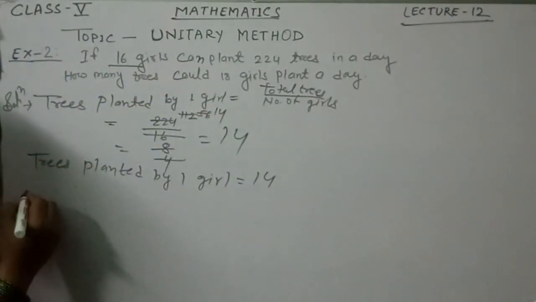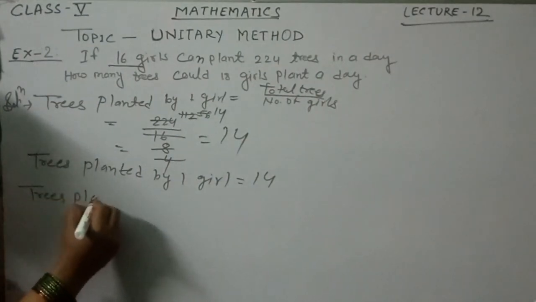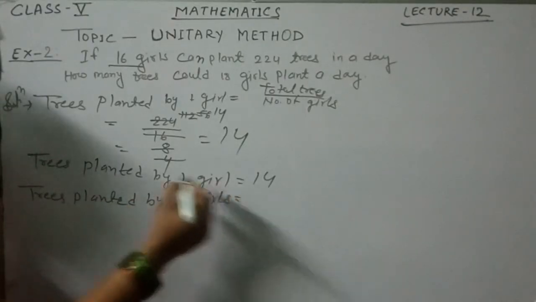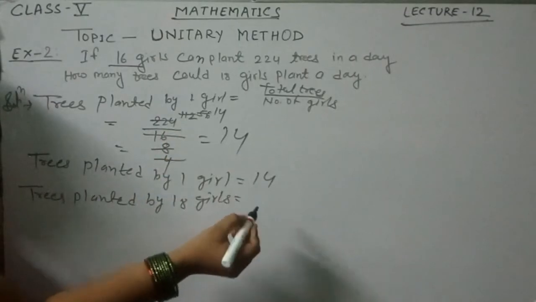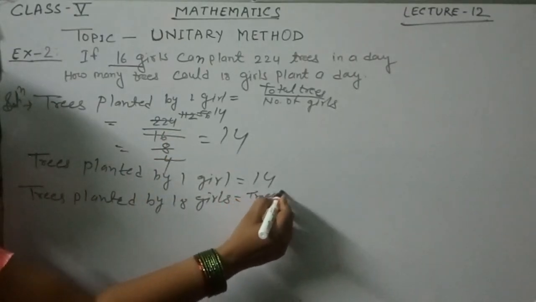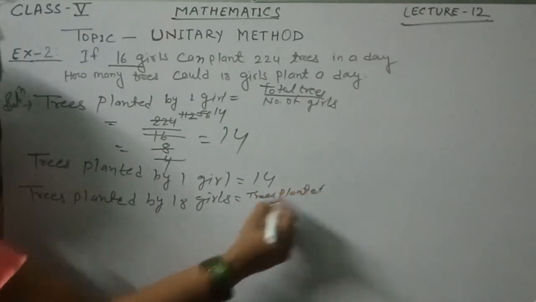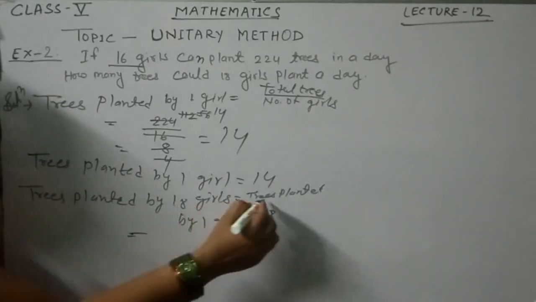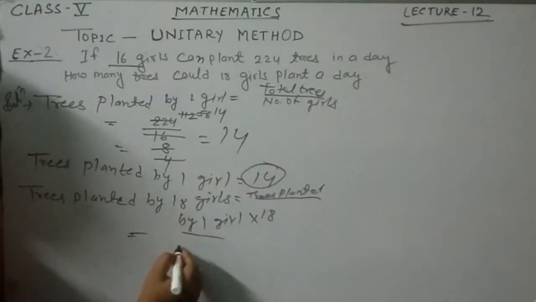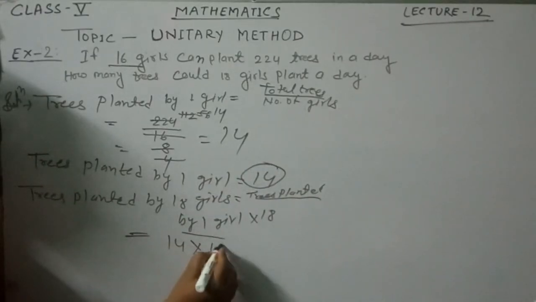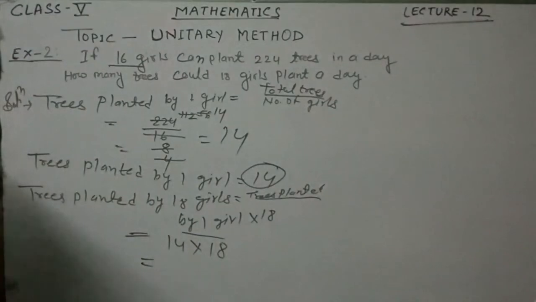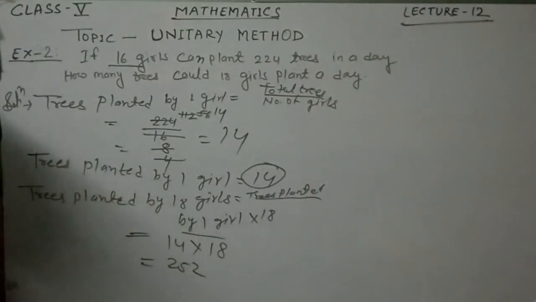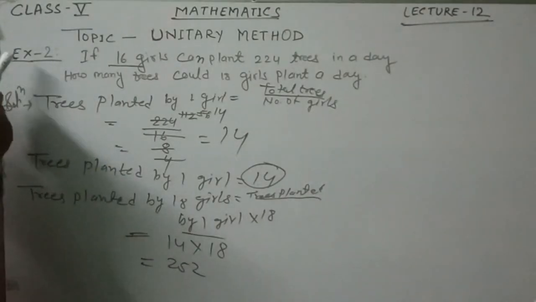Then here, trees planted by 18 girls. That is what? Trees planted by one girl multiplied by 18. You have to write here trees planted by one girl multiplied by 18. That means trees planted by one girl is here how much? 14. So we write 14 multiplied by 18. Multiply this number in rough and write the answer. That one will be 252.